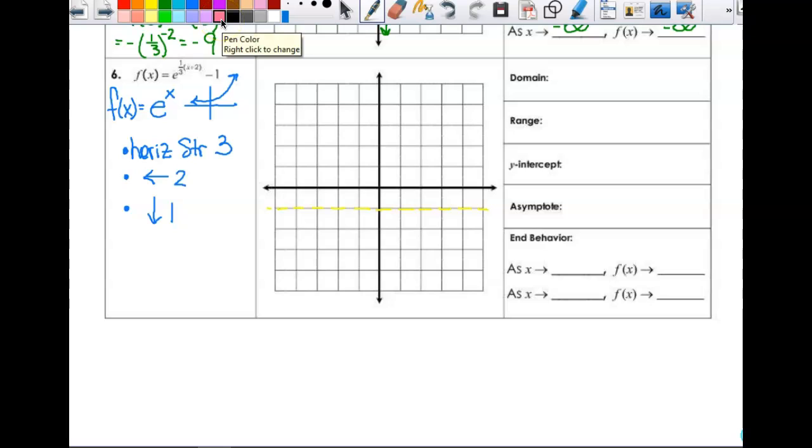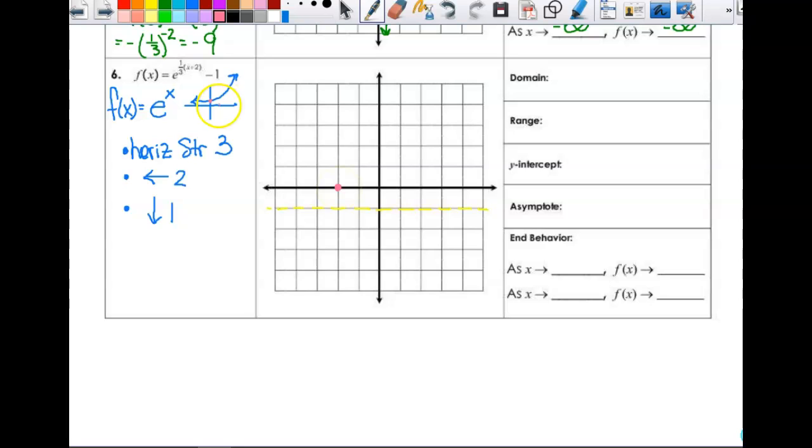All right, so then let's talk anchor points. 0, 1 every time. 0, 1. Horizontal stretch by 3. Well, x is 0, so that does nothing. Then go to the left 2 and down 1. So I'm at that point right there.